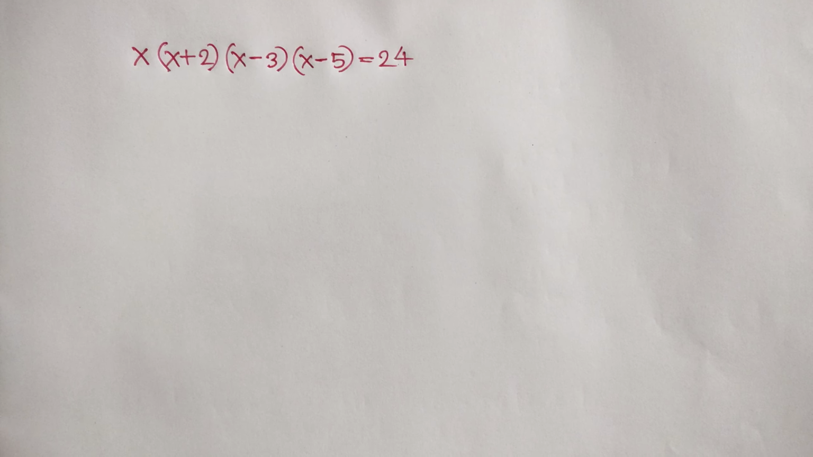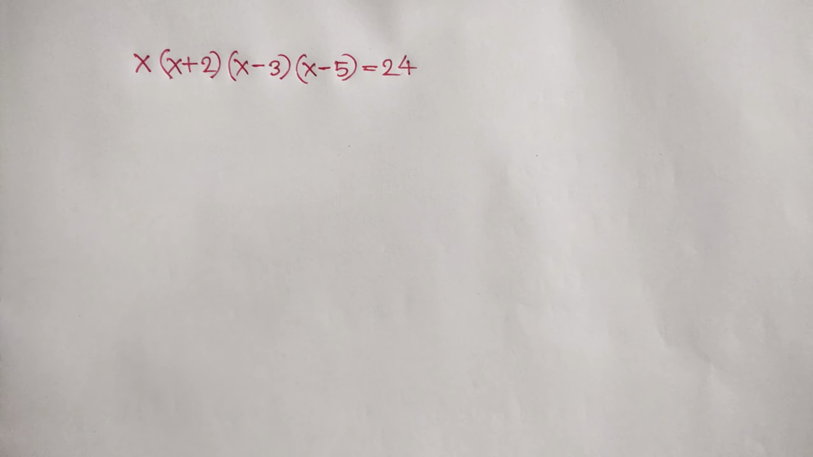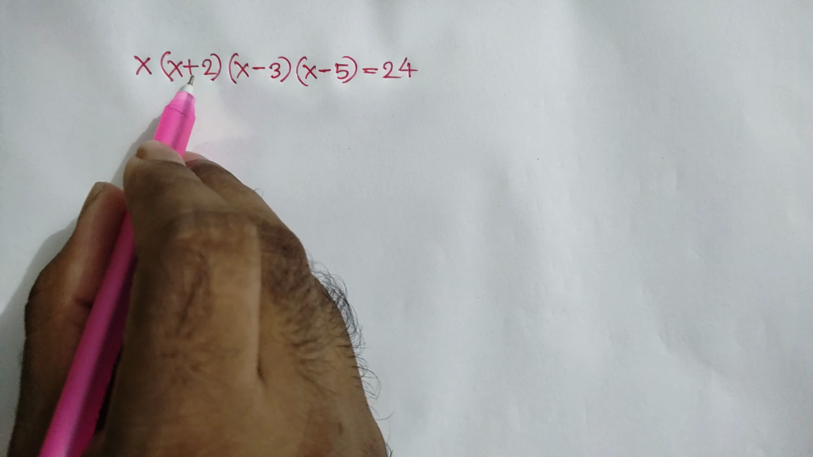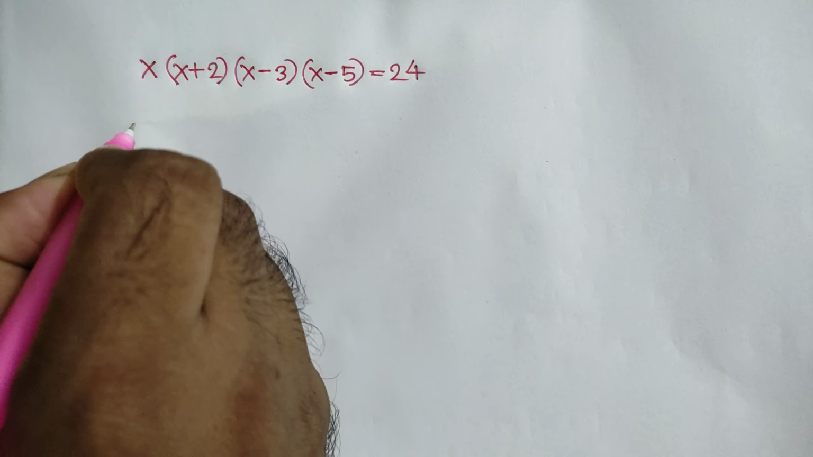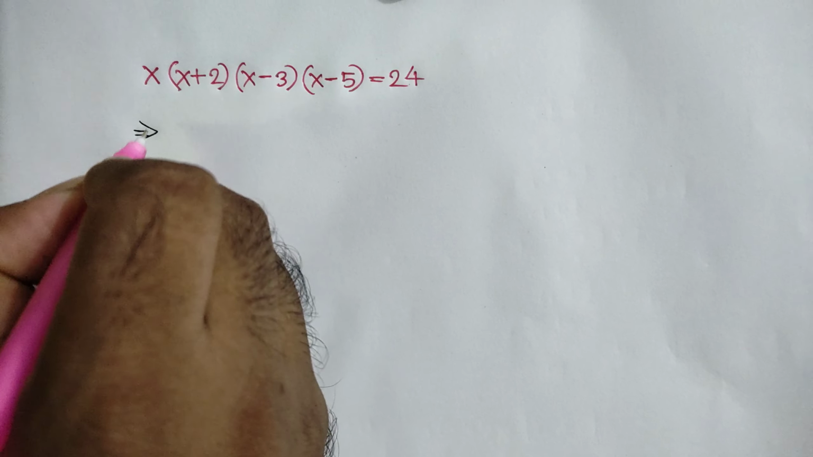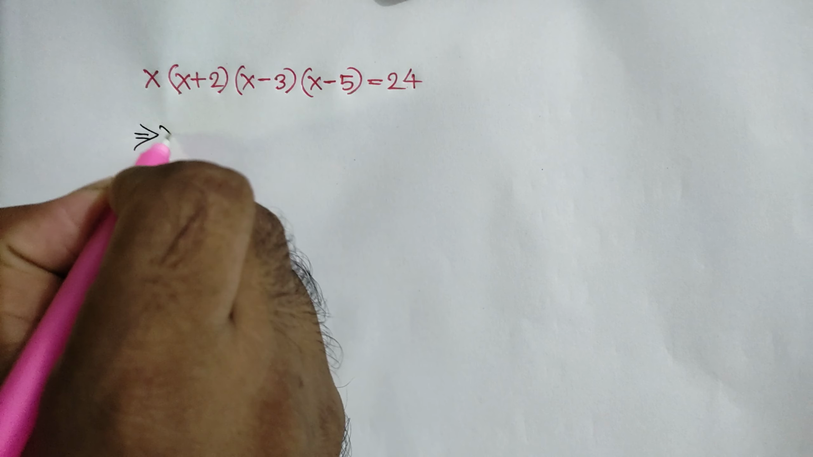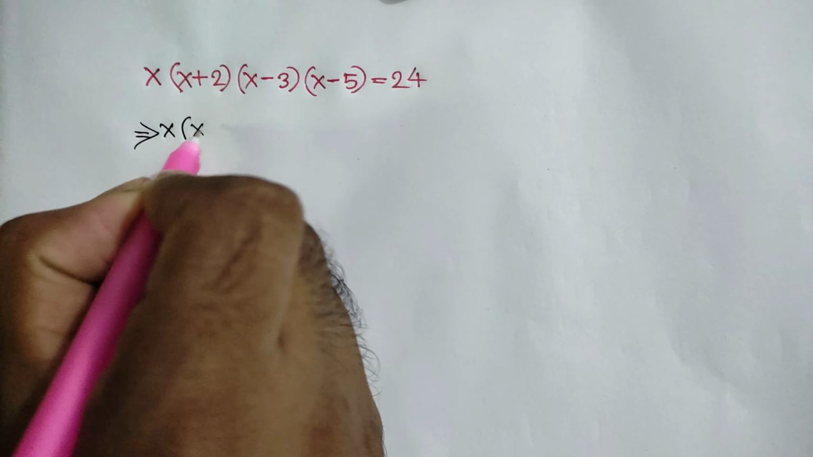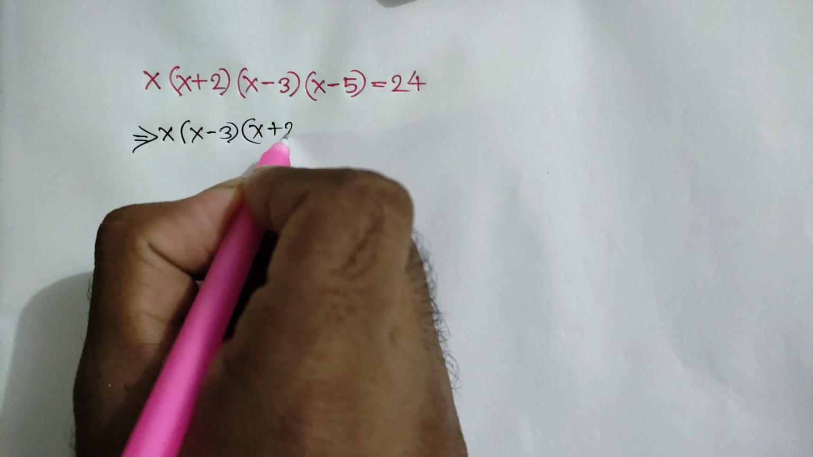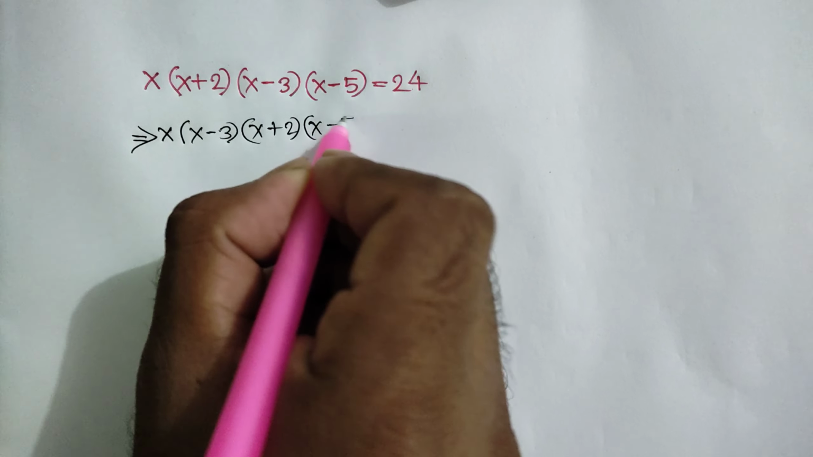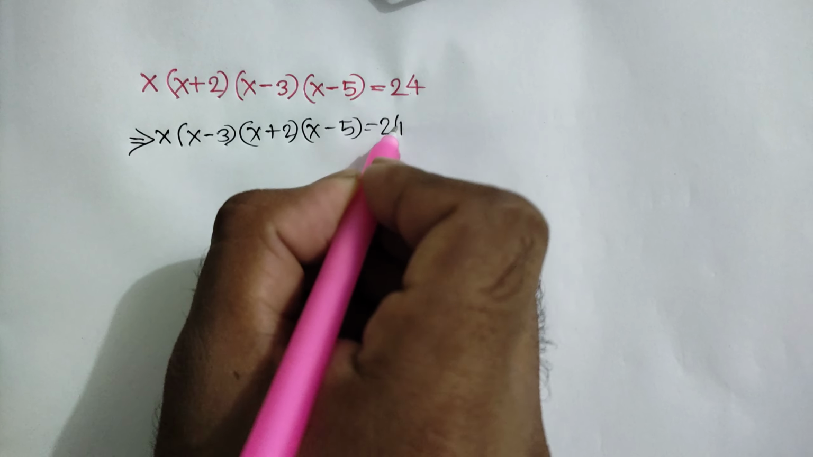In this video I am going to show how to find the value of x where x times x plus 2 times x minus 3 times x minus 5 is equal to 24. Rearranging the left side, we can write x times x minus 3 times x plus 2 times x minus 5 is equal to 24.